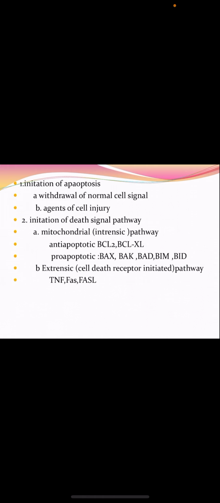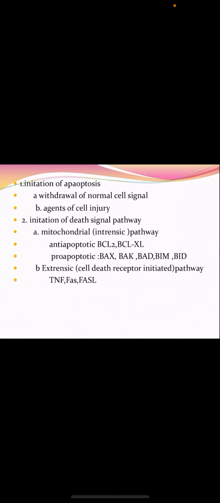Now, in brief, to summarize apoptosis. Initiation of apoptosis: apoptosis is initiated by withdrawal of normal cell signals or by any agents of cell injury. Then initiation of the death signal pathway. It may be due to the intrinsic pathway or the extrinsic pathway. The intrinsic pathway is also known as the mitochondrial pathway. In this pathway, the anti-apoptotic factors involved are BCL2 and BCL-XL, whereas the pro-apoptotic effectors are BAX and BAK, and the sensors are BIM, BID, BAD.